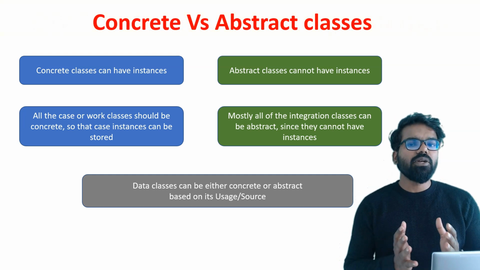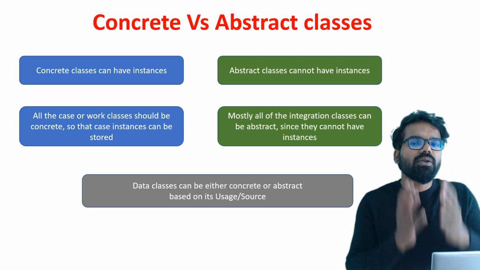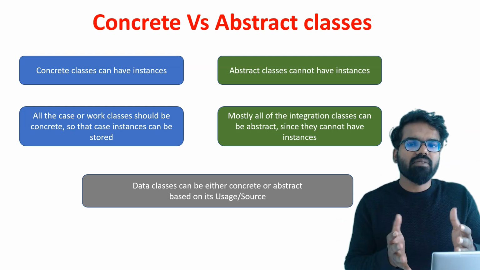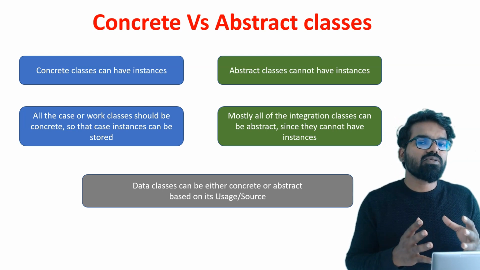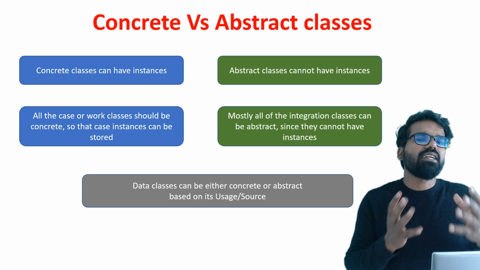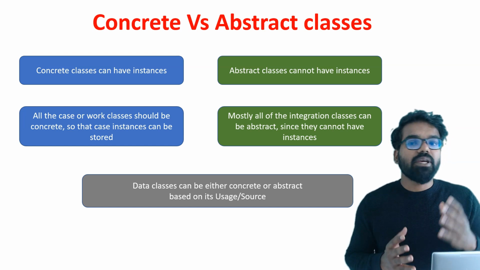So now we know when to use concrete and abstract. The only main decision is, if you want to have instances, go for concrete, otherwise always go for abstract. Because when you define a concrete class, Pega can also automatically create a table that is not really needed when you want to have it as an abstract class. So choose wisely based on your requirement.